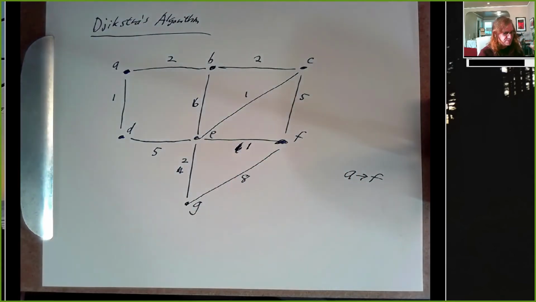I don't know, I'm making this up. All right, so there's some weights. I'm just trying to make it not totally obvious what the shortest path is. All right, so Dijkstra's algorithm.